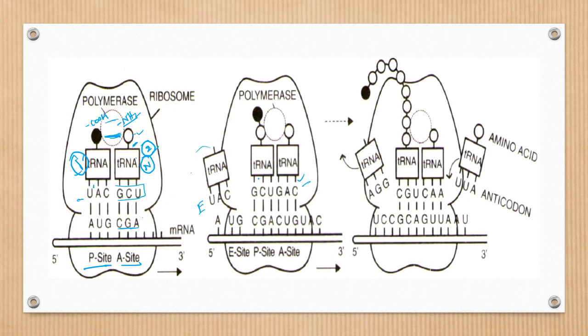The same process, complementary to this triplet codon of the mRNA. Based on that, again one more tRNA will come and join on the A site, and again a bond is formed between the third amino acid and the second amino acid. This is 1, 2, and this 3. So like that it continues.